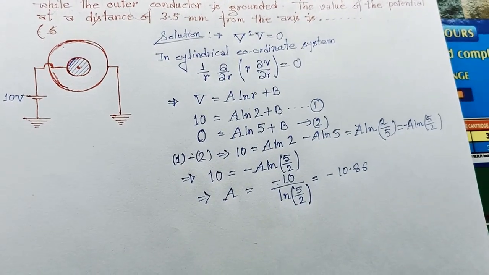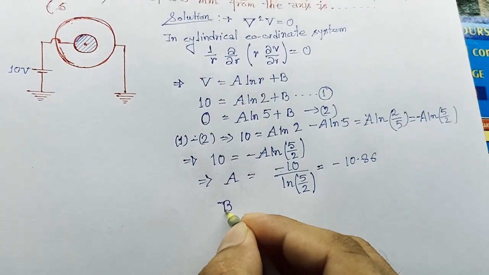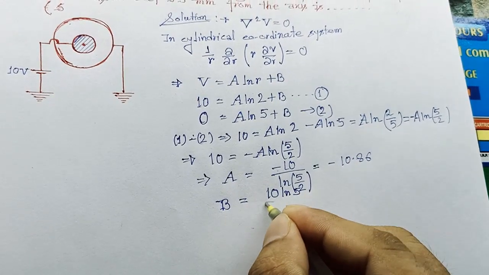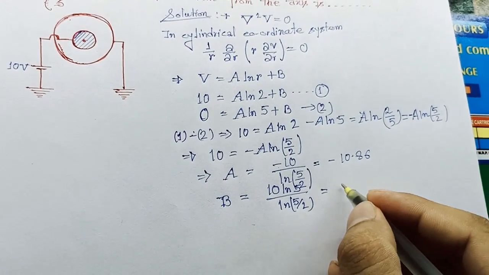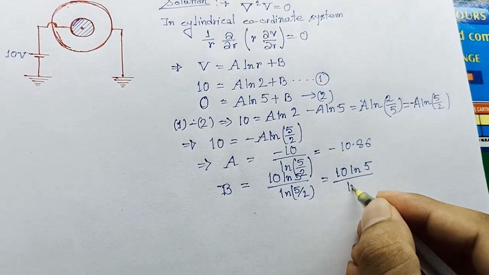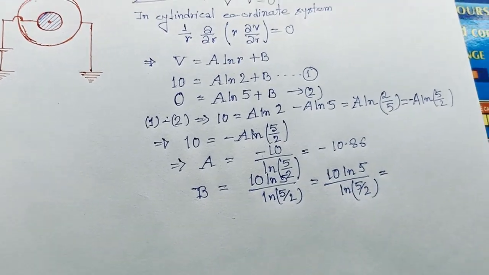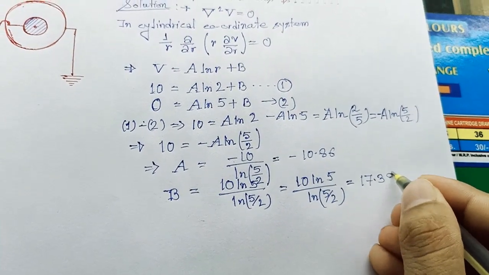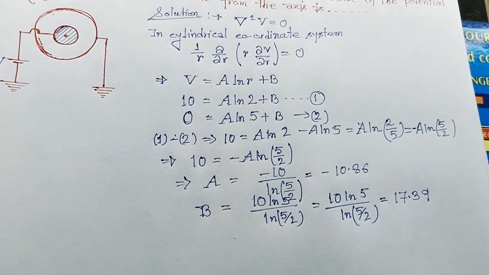And again, substituting the value of A, we'll get the value of B will be equal to 10 log 5 divided by log 5 divided by 2. If we calculate this value, then this value will be equal to 17.39. Now we already got the value of A and B.